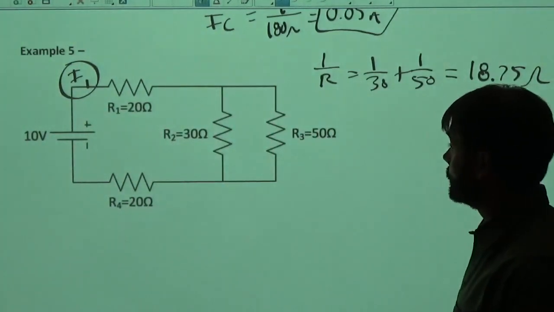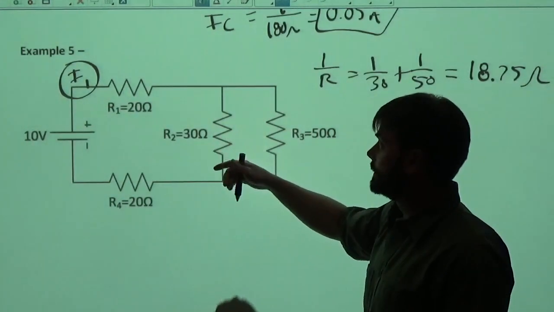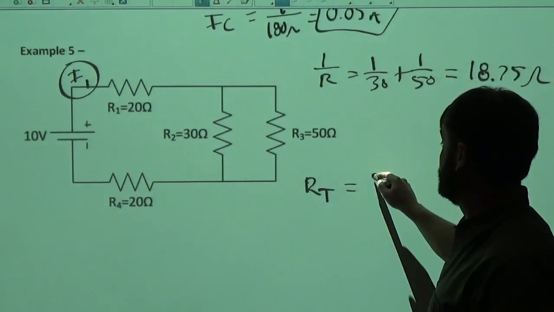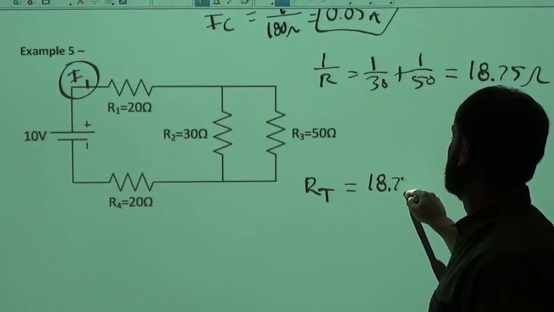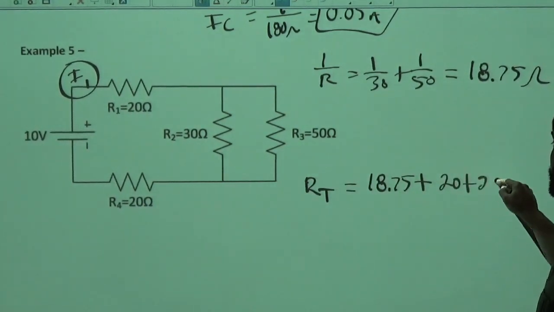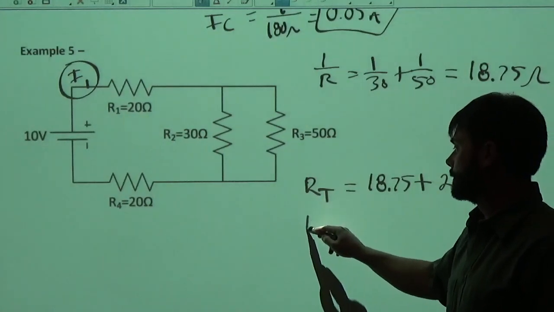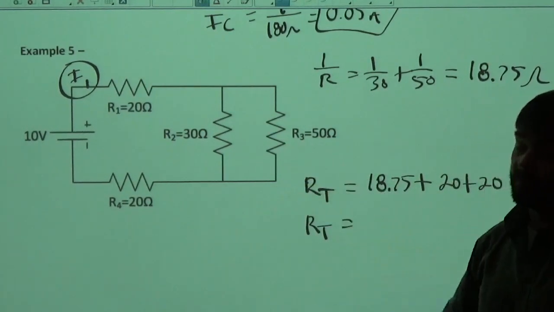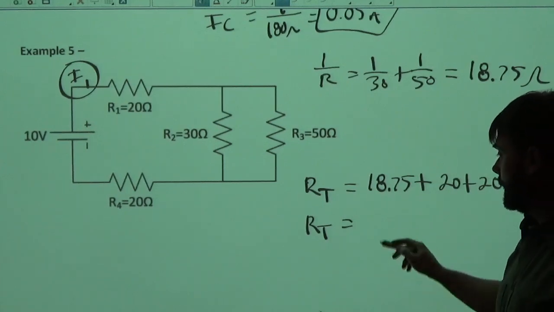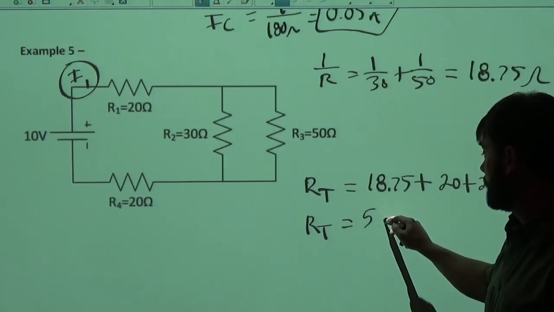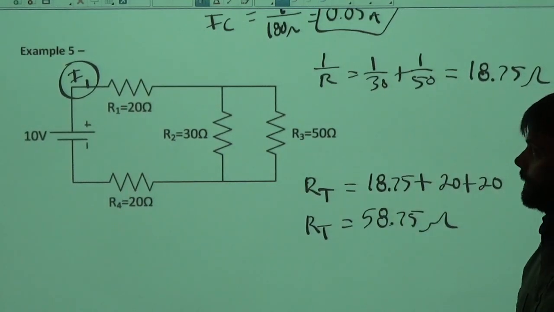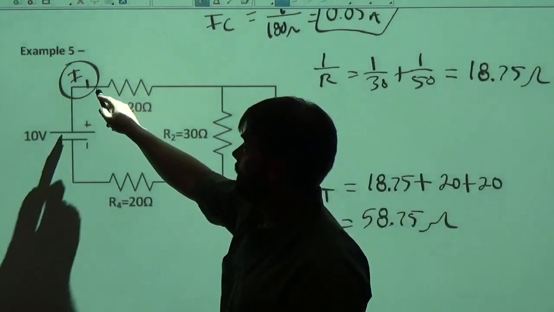So now if I want the total resistance of this full circuit, I could look at everything added together. I can do the 18.75 and the 20 ohms and the 20 ohms here, which is going to give me the total resistance if I'm calculating the current at position 1. If I add that all together, I get 58.75 ohms. Now that's going to be the resistance at this point.